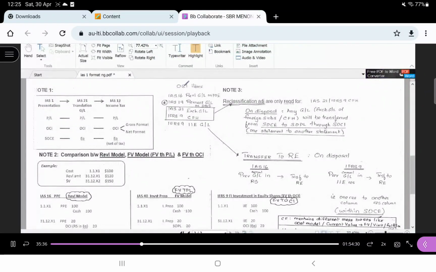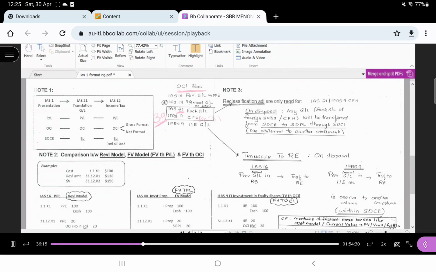Okay. OCI has 5 items. Right now 5, later 7, but for now you just learn 5. 16, 19, 21. Actually, this is IAS 39, I told you. Write it down, please. It used to be IAS 39. Now it's IFRS 9. Look carefully, you will understand. The top 2 digits, that's why I like to call it 39, although it's IFRS 9. The top 2 digits, 21, 39.